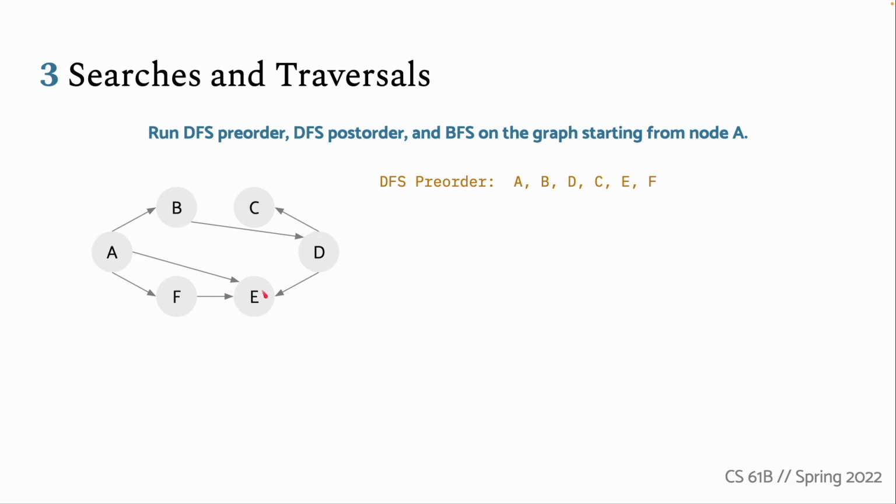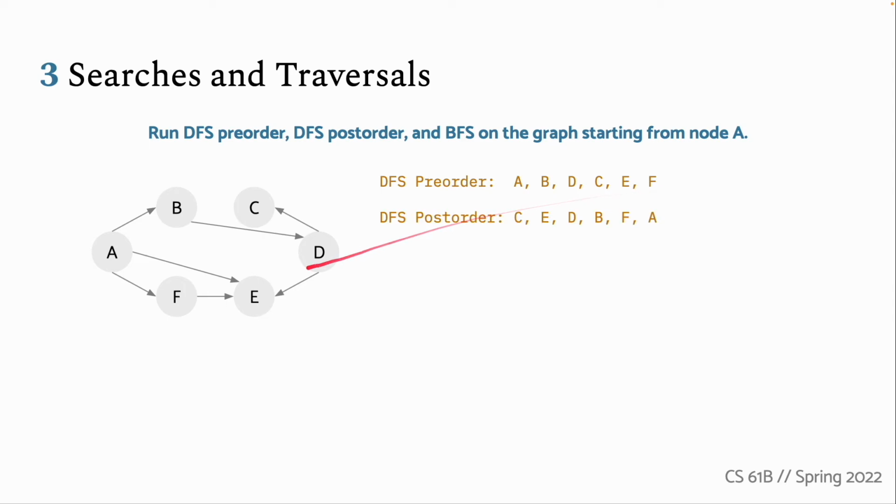E is not pointing at anything, so we can go back to D. We visited both of D's children, so we're going to go back to B. And likewise, B has no more children, so we're going back to A. A is pointing at E too, but we've already visited it, so there's no reason to re-add it to our list. So the only thing left is F. And likewise, E has already been visited, so F has no more unvisited children, so we're going to go back to A, and we're done. So that's how we get this order: A, B, D, C, E, F.